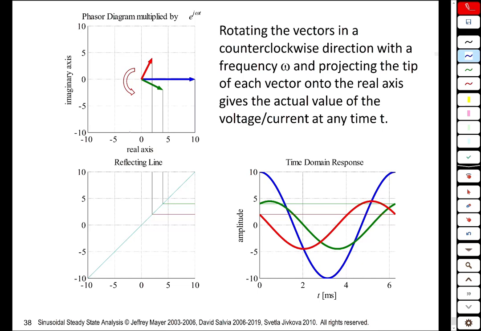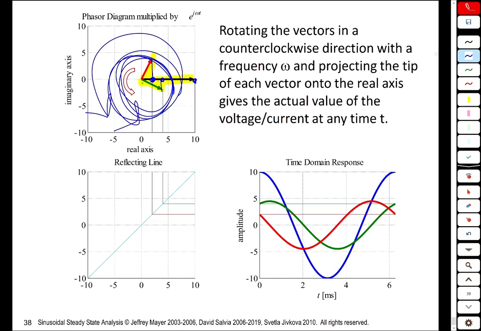So imagine your phasor diagram on your complex plane. We have three different vectors here, one there, one there, one there. Let's start rotating this counterclockwise with the frequency of omega radians per second. Then we'll take the tip of each phasor and project it onto the x-axis, the real axis. For example, this one projects to there, this one projects to there, this one projects to there. What that means is that at that instant in time, that is what the value of that waveform is going to be.